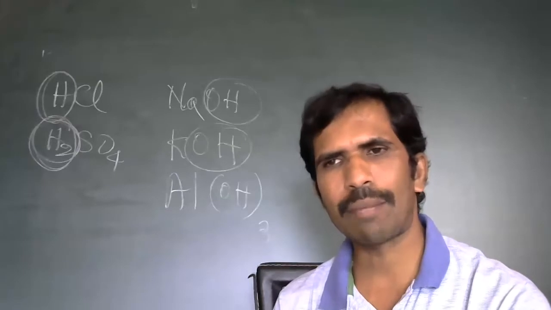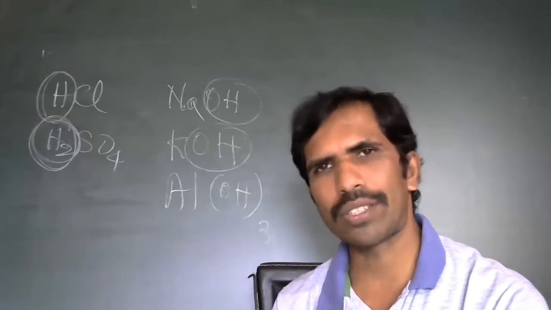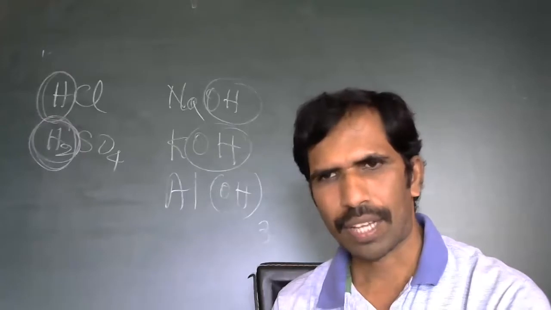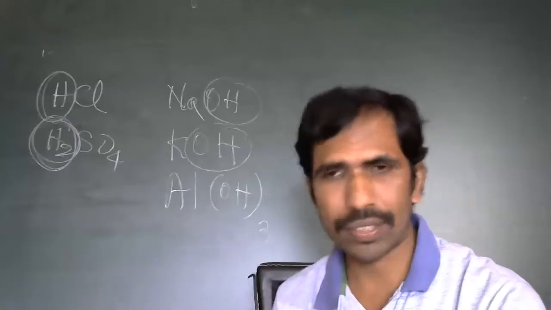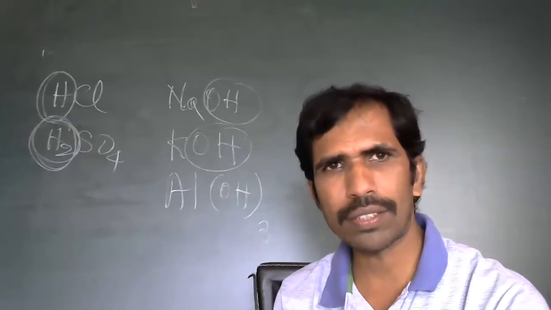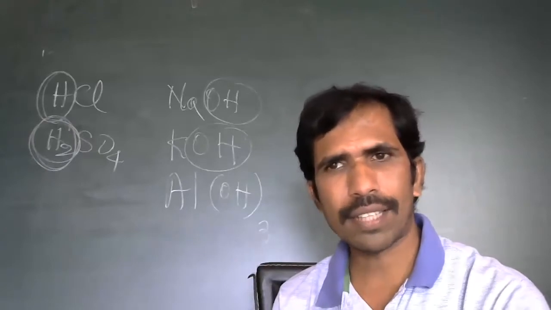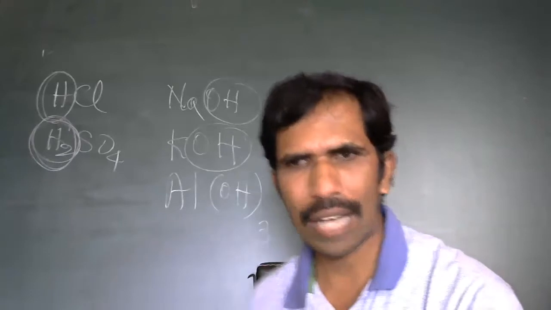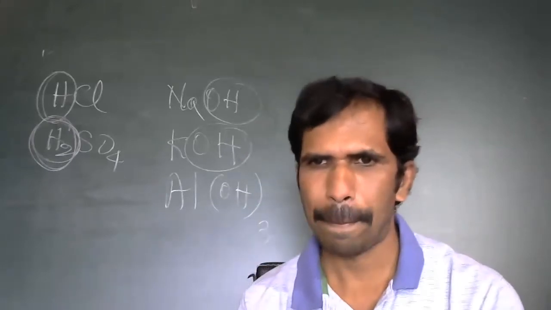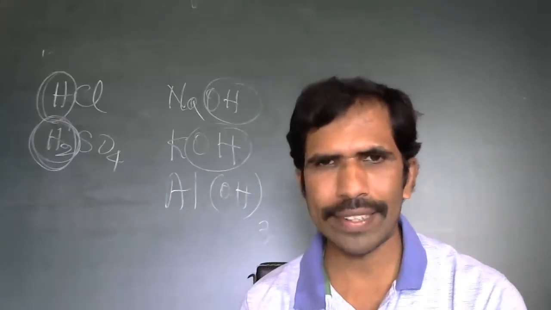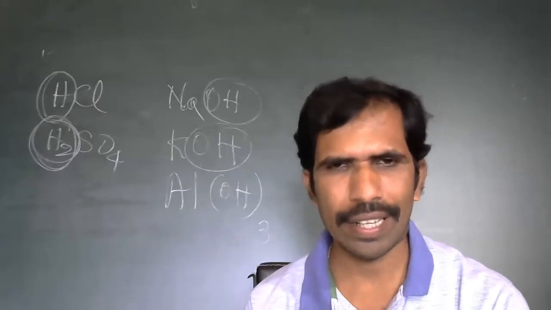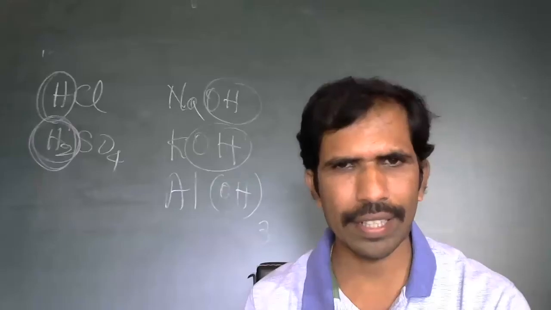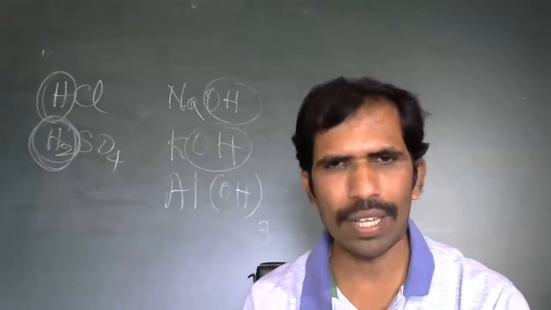Why? Because they produce ions. Ions are produced here. I hope you are getting my point. The bulb glows. Why does the bulb glow? That means it's an ionic conduction. Conduction of electric current happens in two types. One is through a metallic wire.